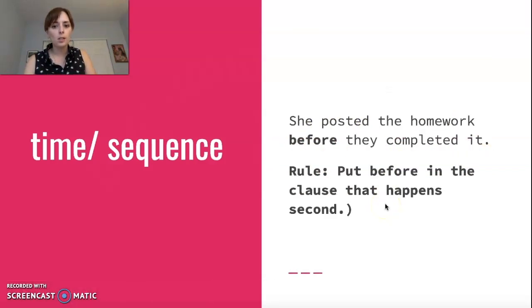Okay, let's look at another one. Before. So it's pretty much the same sentence, but instead we're using before. So she posted the homework before they completed it. So here the rule is put before in the clause that happens second, before they completed it.